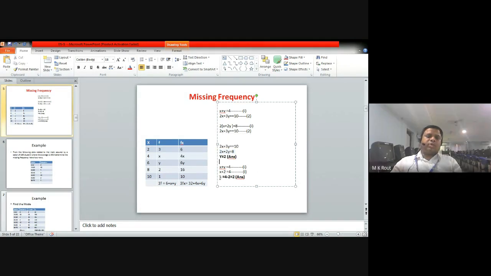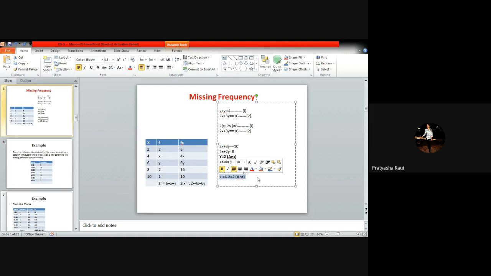If you simplify this, you can get the value of y. After getting the value of y, put it in equation 1, that is x plus y equals 4. Again, if you simplify, x plus 2 equals 4, so x equals 4 minus 2, that equals 2. The answer is y equals 2 and x equals 2. Is it clear? Yes, sir. Okay. Shall I move to the next problem? Yes, sir.